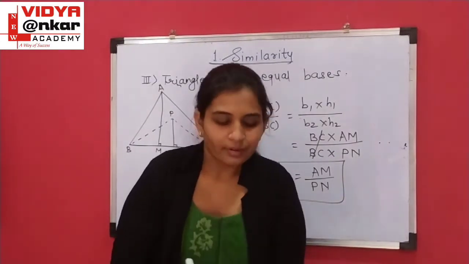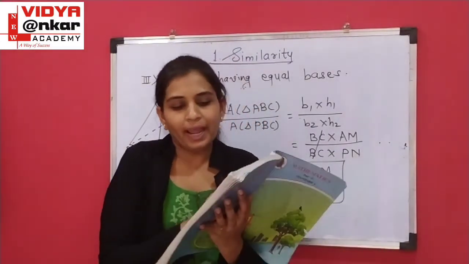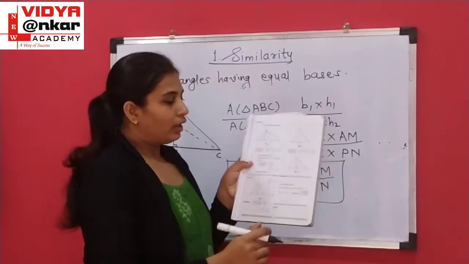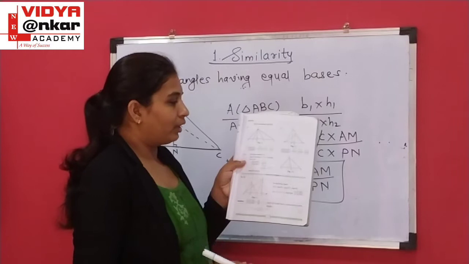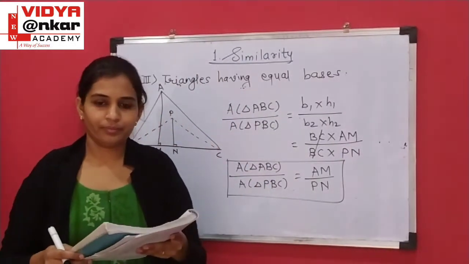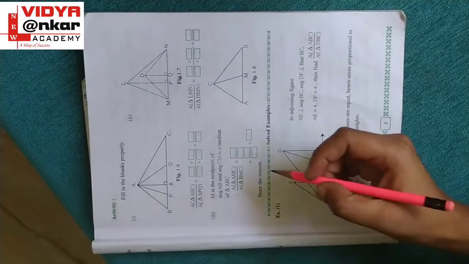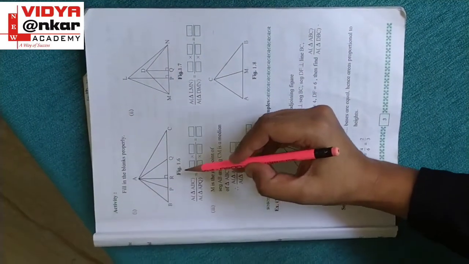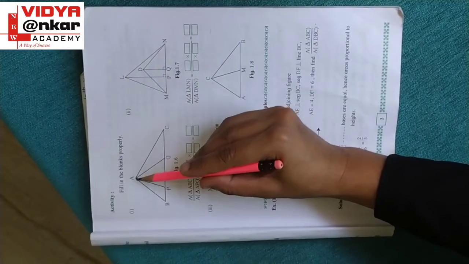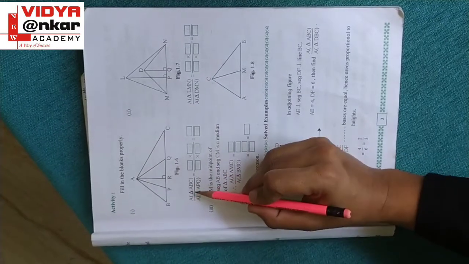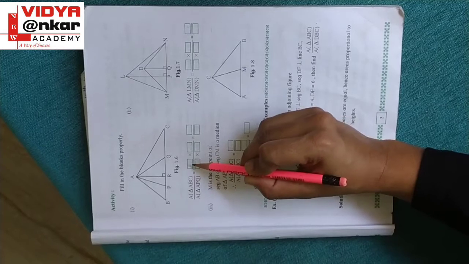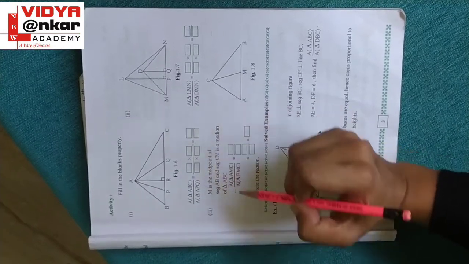Now students, we have given 3 activities in our textbook, page number 3. Now we will solve them one by one, first, second, third. Now students, in first activity, we have given triangle ABC and APQ. Now we have to find the ratio of areas of those triangles. We have given boxes and we have to fill them up.